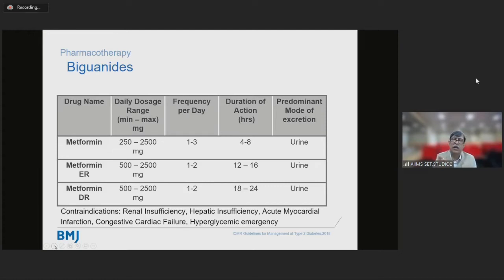The important thing I want to highlight out here is that the predominant mode of excretion is urine, and therefore there are set criteria of previously of creatinine and today of an estimated GFR, beyond which you modify the dose of metformin and then totally withhold metformin.